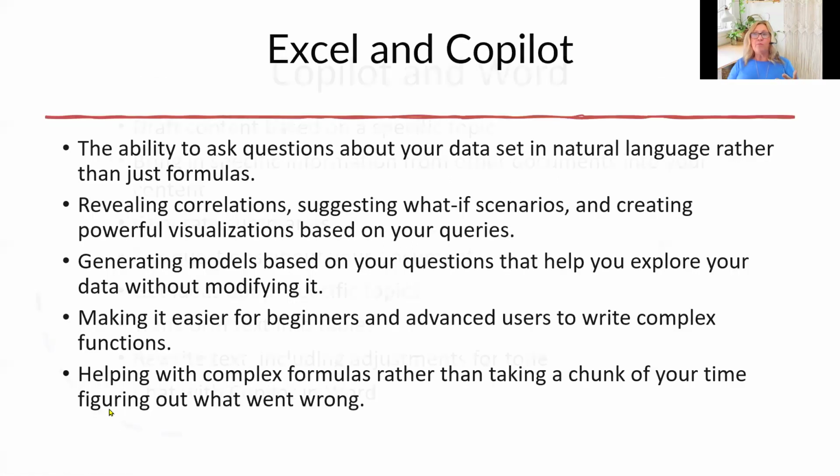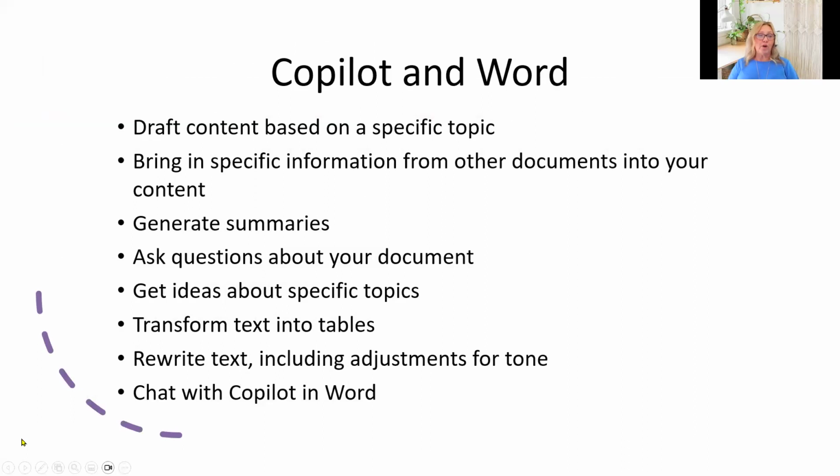So what are some things that we can use Copilot with Microsoft Word for? It can draft content based on a specific topic, so it can physically help us write, or it can help us rewrite. It can summarize data. We can ask questions about our document. Does this document include the date of the blood drive? If I am not sure, instead of me searching for it, let Copilot do the searching. Transform text into tables. It can rewrite or adjust. We can chat with ChatGPT with Copilot in Word. So if I say ChatGPT, I really mean Copilot.